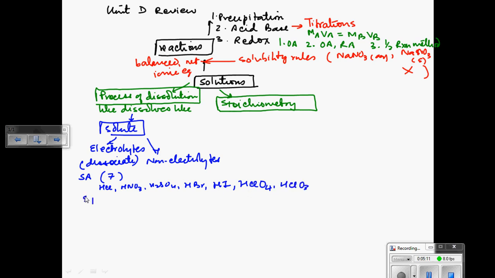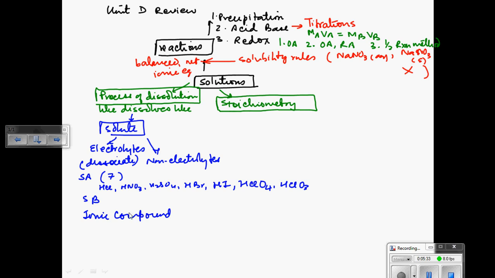And then your strong bases are electrolytes, so these are the group 1 and 2 hydroxides. Electrolytes means they will be dissociated when you write net ionic equations. And also electrolytes are your ionic compounds that solubility rules dictate that they will dissociate.